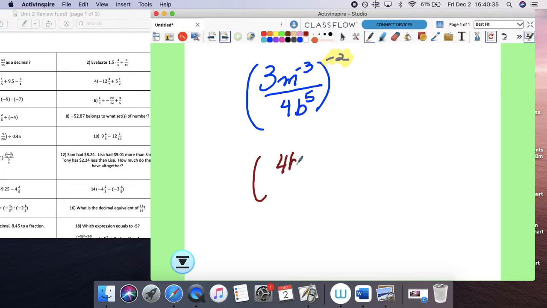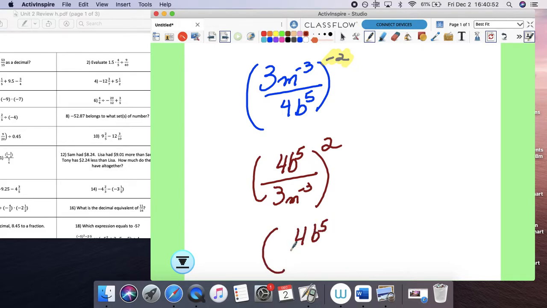So we switch denominator and numerator. That allows me to make this into a positive. Next step over, I have an m to the negative third power, so if you want to get rid of that, so you only have positive exponents, you could do 4b to the fifth, still to the second power, and then 3 stays, but m to the negative third, I'm going to throw the m upstairs. And that negative 3 becomes positive 3. So now, we don't have any negative exponents.